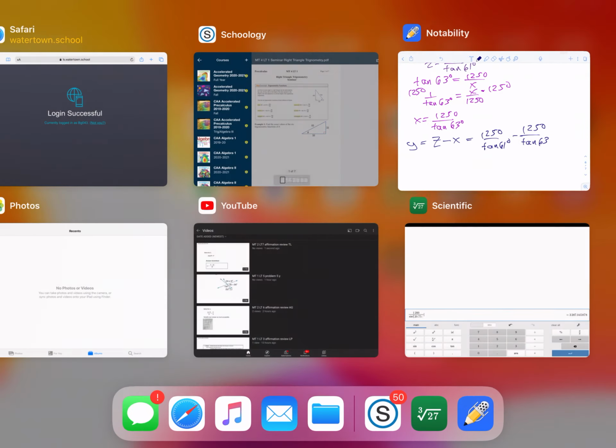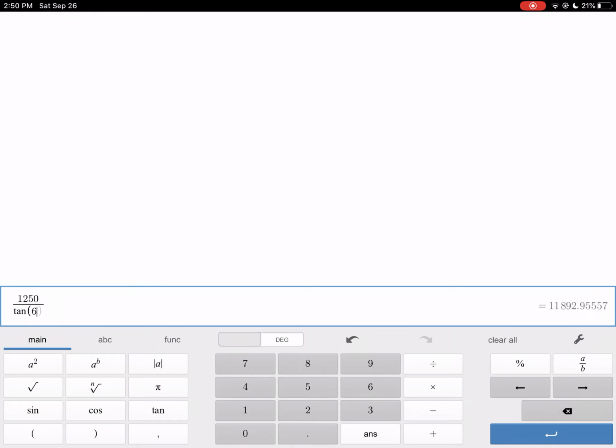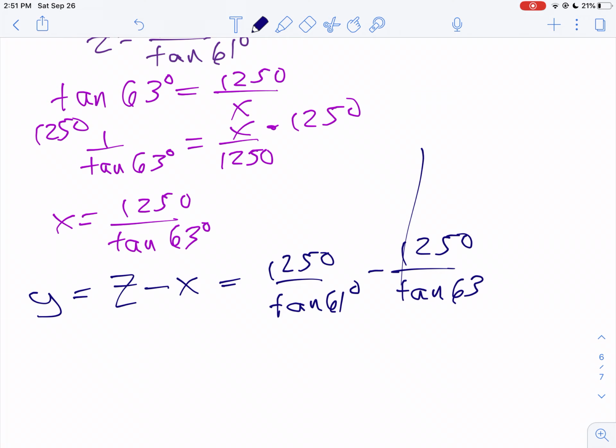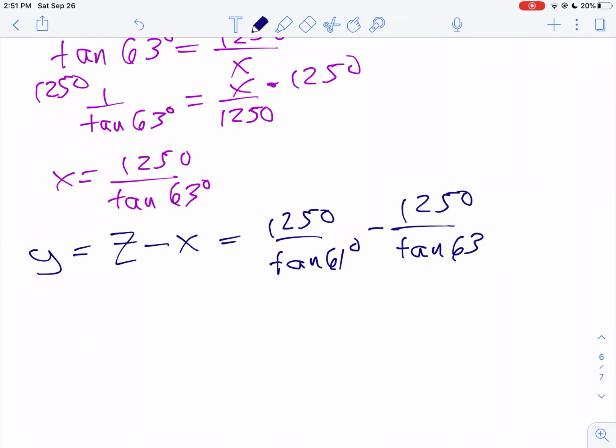At this point, I'll use my calculator. So I'll take 1250 divided by the tangent of 61 degrees minus 1250 divided by the tangent of 63 degrees. And we get 56.0 feet. Okay, there we go. And so we say the river is about 56 feet.